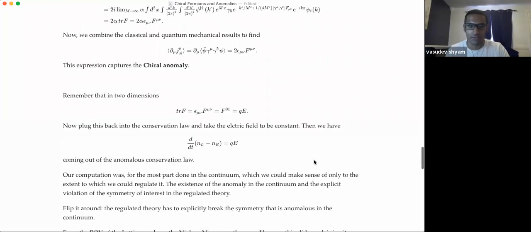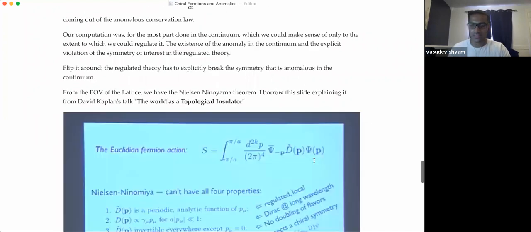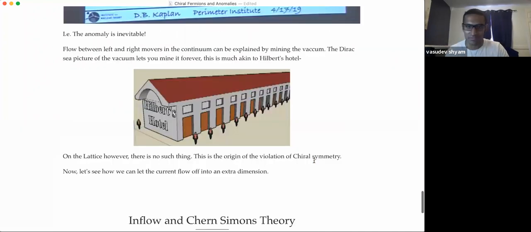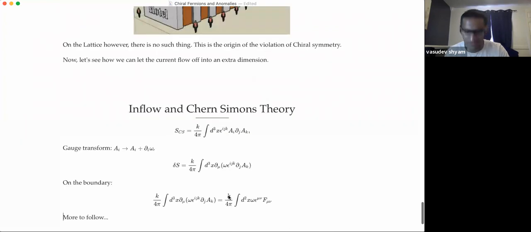So what you find is that the quantized conductivity corresponds to the quantization of the Chern-Simons level K.